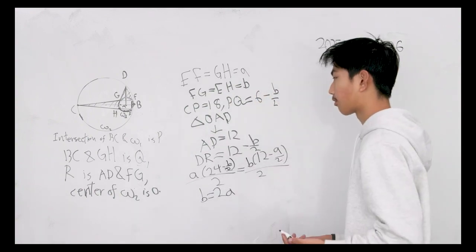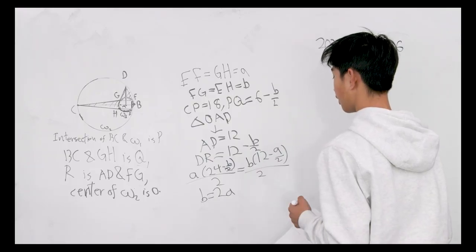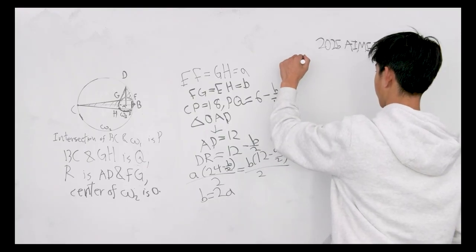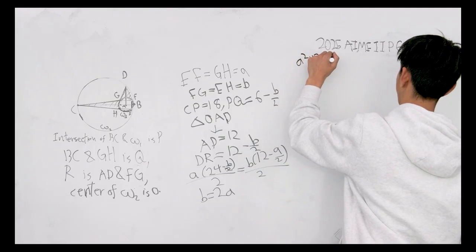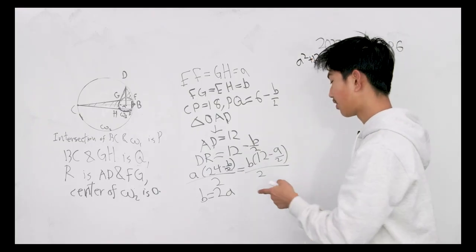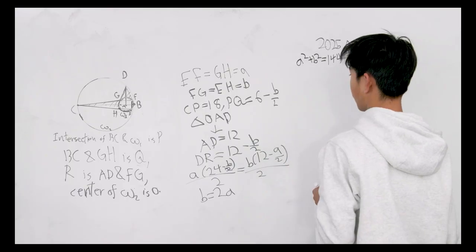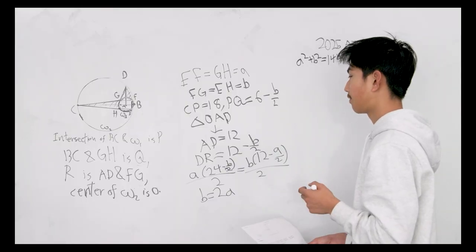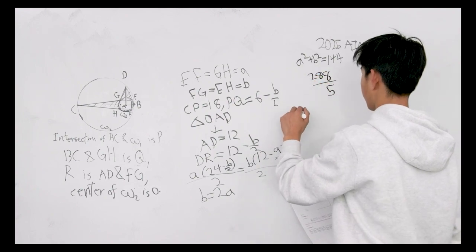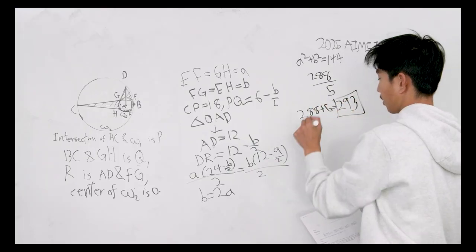We can use the Pythagorean theorem, and because we know the length of AD, we can say that a squared plus b squared is equal to 144. So we can plug that in to find a. We can substitute this in here to solve for a and b, and we eventually get that the area of the rectangle EFGH is 288 over 5, making our answer 288 plus 5, or 293. And we are done.